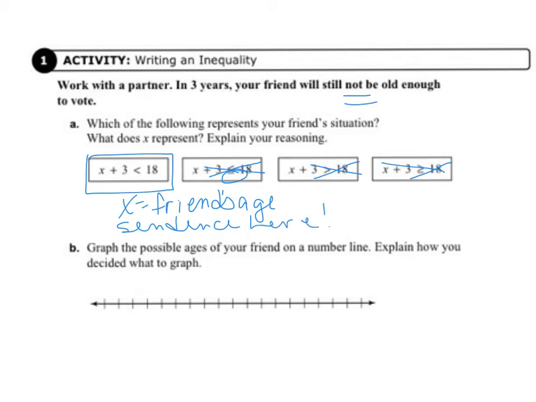So letter B, it says graph the possible ages for your friend on the number line. So let's go ahead and put some numbers on our number line. I'm going to start with 21 way out here.